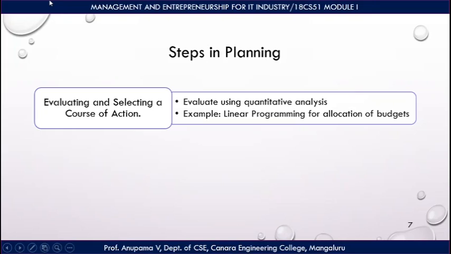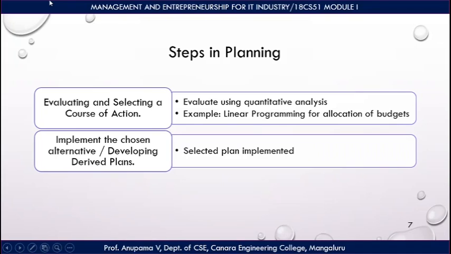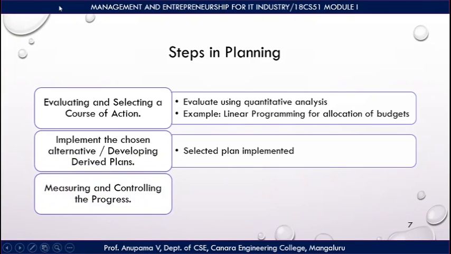In our example, let us assume that advertisement in electronic media has emerged as the best alternative. It is thus decided that an advertisement would be created and aired in the youth channels. The next step in planning is to implement the chosen alternative or develop derived plans. In this step, the selected plan is implemented and the derivative plans are also implemented by deriving the plans from the top level manager's plan. The last step in planning is measuring and controlling the progress.